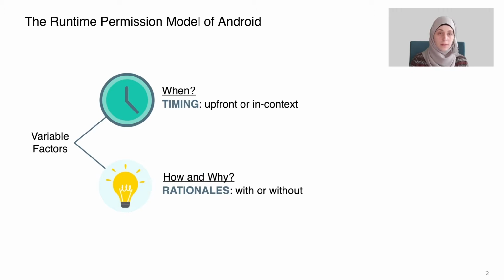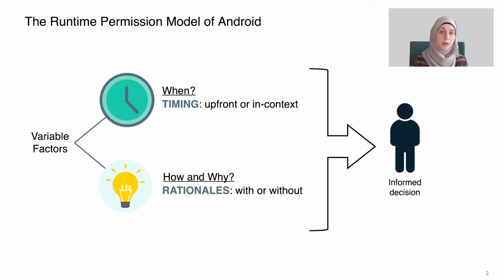resource is needed. The timing of permission requests and the accompanying rationales then form kind of a communication channel from the app developer to the user to provide the user with additional contextual information. Based on the received information, the user then ideally should make an informed permission decision.